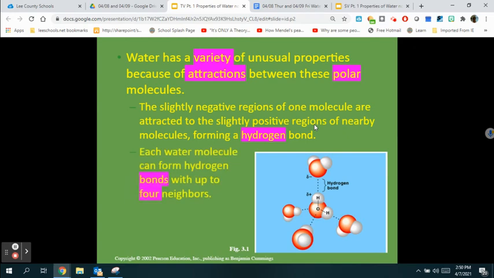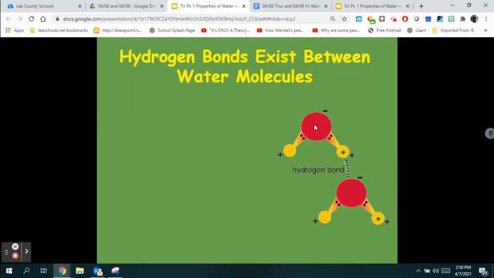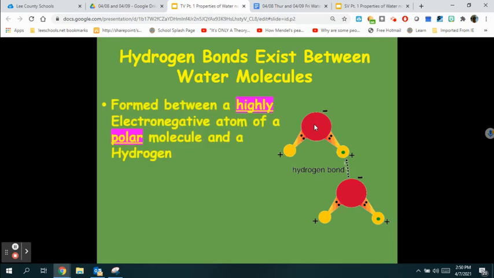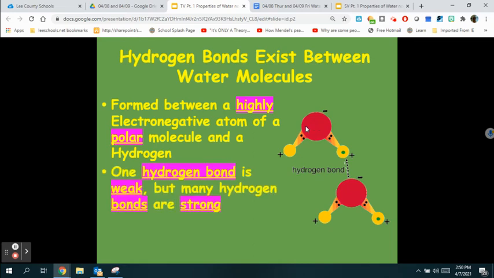Each water molecule can form hydrogen bonds with up to 4 neighbors. Hydrogen bonds exist between water molecules. They are formed between a highly electronegative atom of a polar molecule and a hydrogen. One hydrogen bond is weak, but many hydrogen bonds are strong.